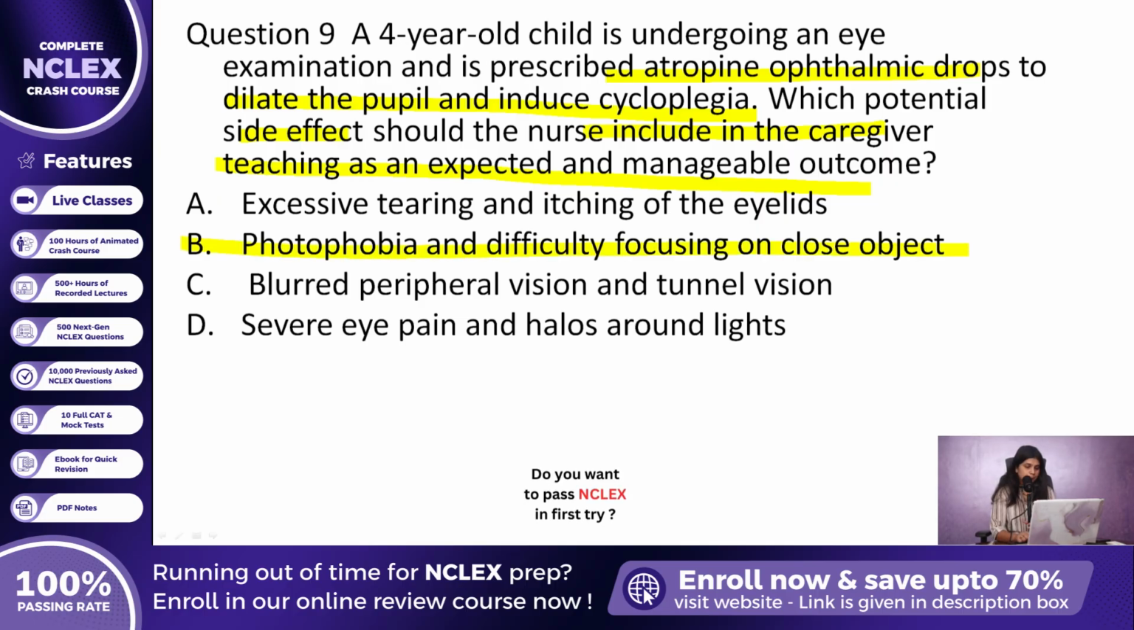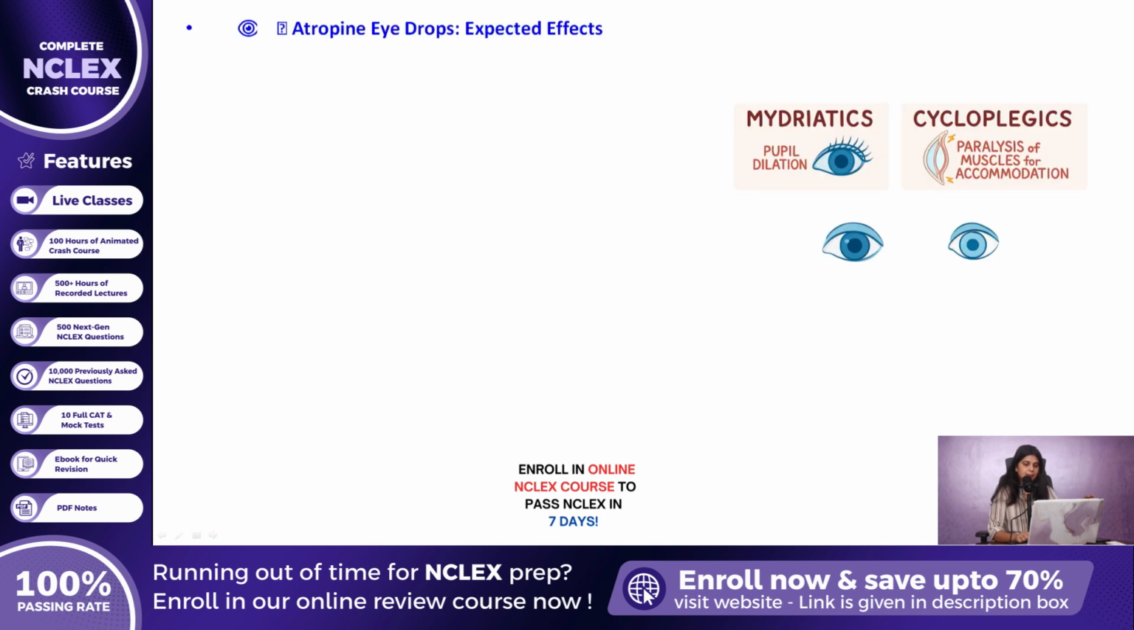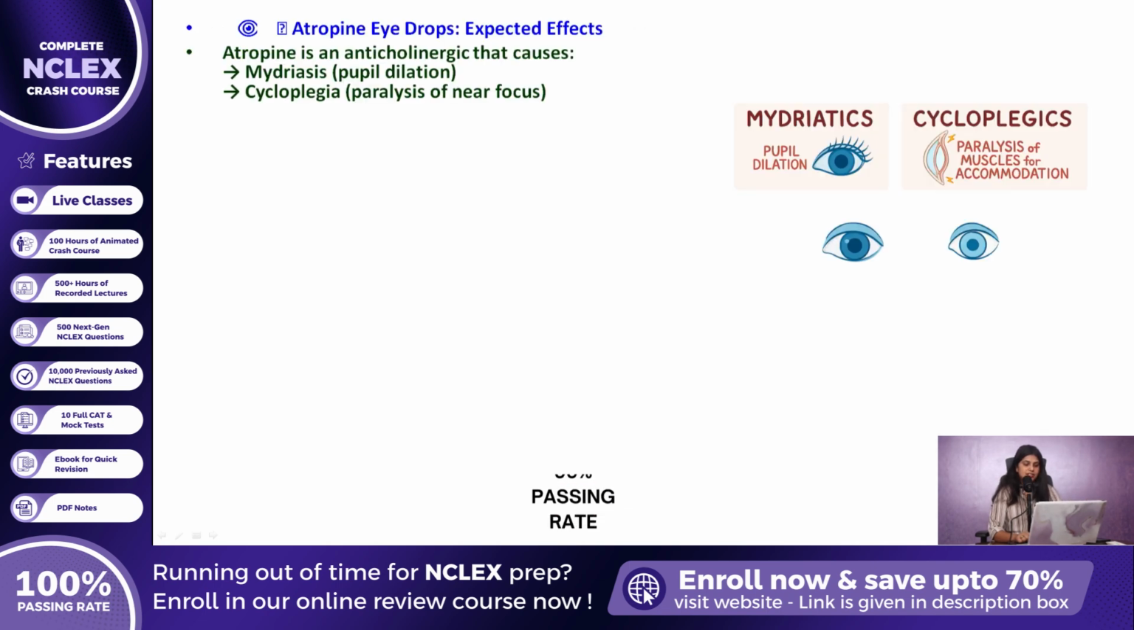focusing on close objects. Atropine is an anticholinergic agent that works by blocking the parasympathetic input to the eye, resulting in 2 key effects: mydriasis, which is dilation of the pupil, and cycloplegia, which is paralysis of the ciliary muscle responsible for accommodation or focusing on near objects. As a result, children may become sensitive to light and struggle with activities like reading or drawing.